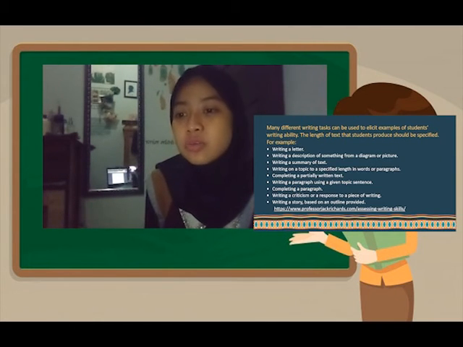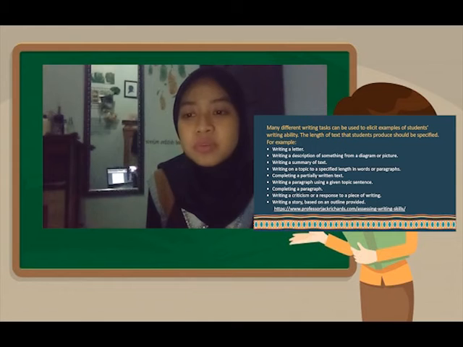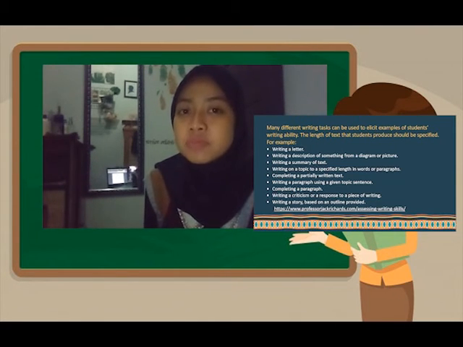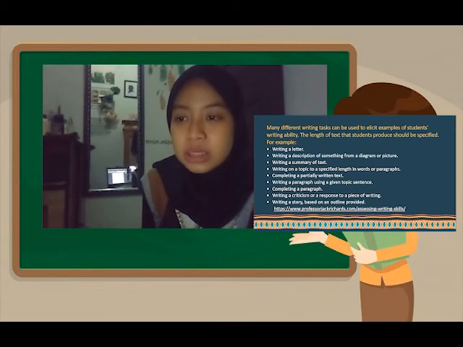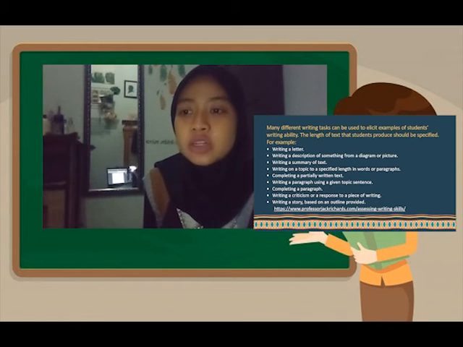Many different writing tests can be used to elicit examples of students' writing ability. The length of text that students produce should be specified. For example, writing a letter, writing a description of something from a diagram or picture, writing a summary of a text, writing on a topic to a specified length in words or paragraphs, completing a partially written text, writing a paragraph using a given topic sentence, completing a paragraph, writing a criticism or response to a piece of writing, writing a story based on an outline provided.